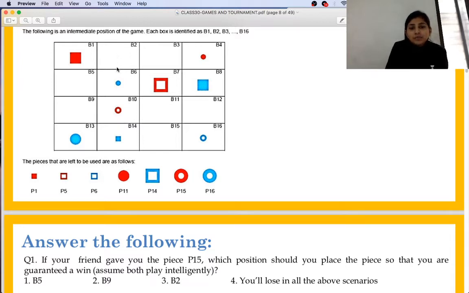If you place P15 on B2, you will lose. See, if you place this red piece here, next is your friend's turn and you will have to give your friend a piece, right? Now there are two options. You can give him a blue piece or a red piece.